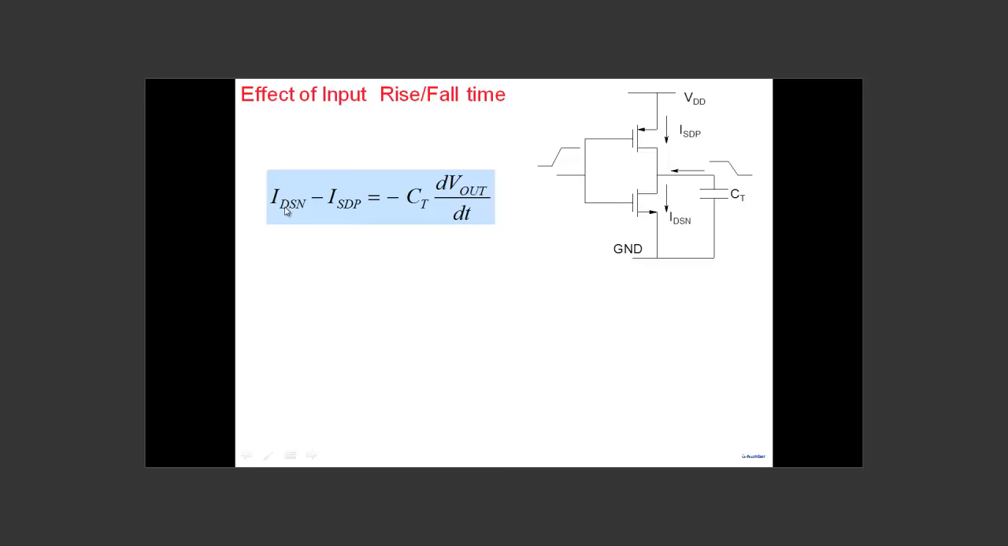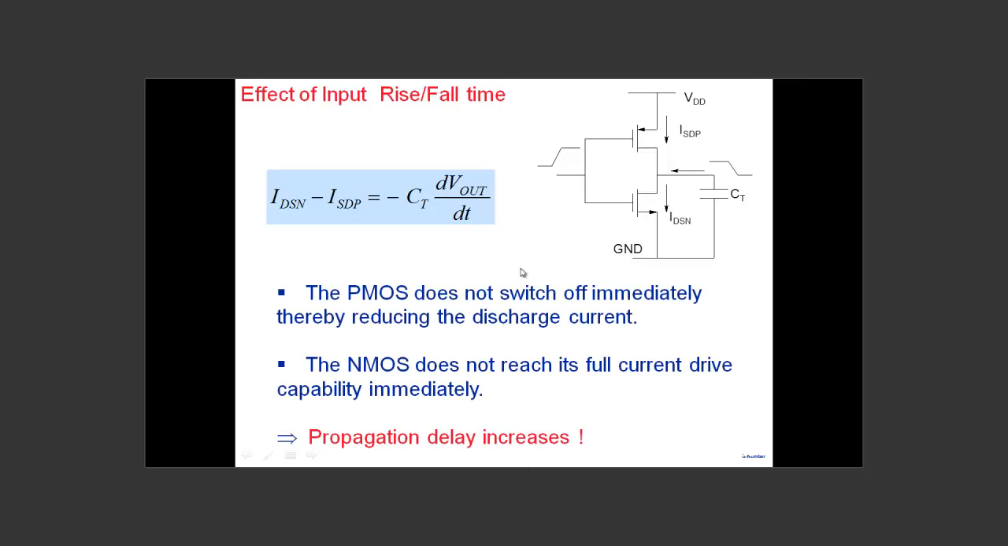IDSN is not what it was earlier because the gate voltage is not VDD. And ISDP is not 0 because this transistor has not switched off. And as a result, the discharge current is smaller. So PMOS does not switch off immediately. NMOS does not reach its full current drive capability immediately. And both these reasons are causing propagation delay to increase. Now, it becomes complicated. How much it is increasing depends on how much time it takes. And the calculation then becomes messy. And that's why I'm not attempting it.